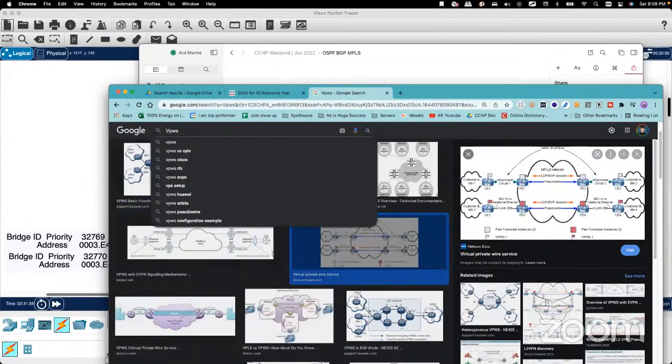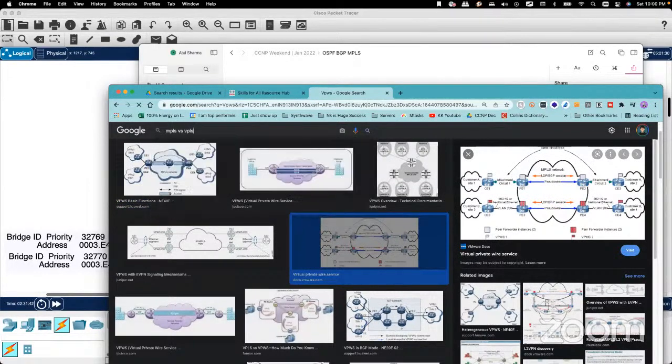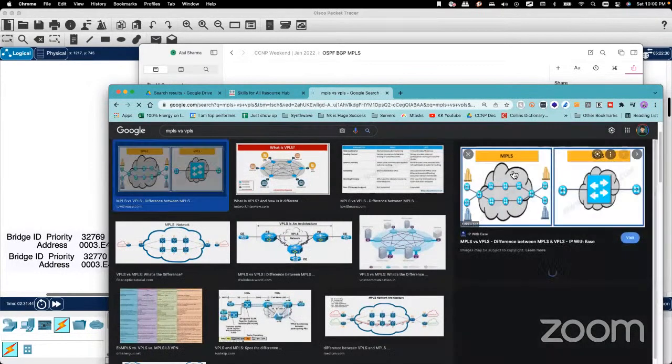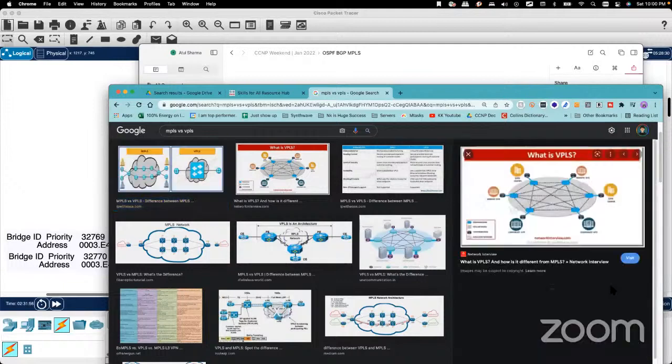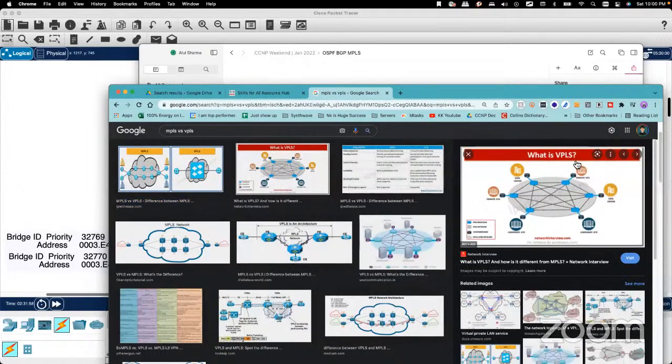But when it comes to MPLS versus VPLS, in MPLS you have a lot of routers and you need to do routing, but in VPLS connectivity the ISP will work like a switch for you. The best benefit of VPLS is that VPLS stands for virtual private LAN service. It means you are connecting your locations like a LAN network. Clear? Yes, sir.